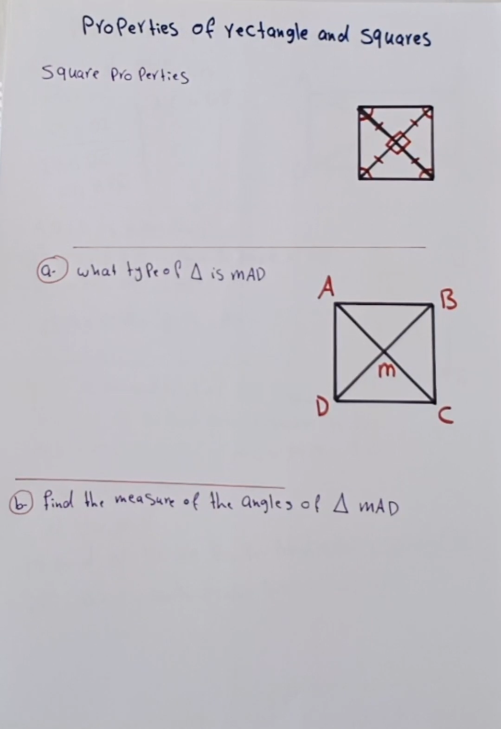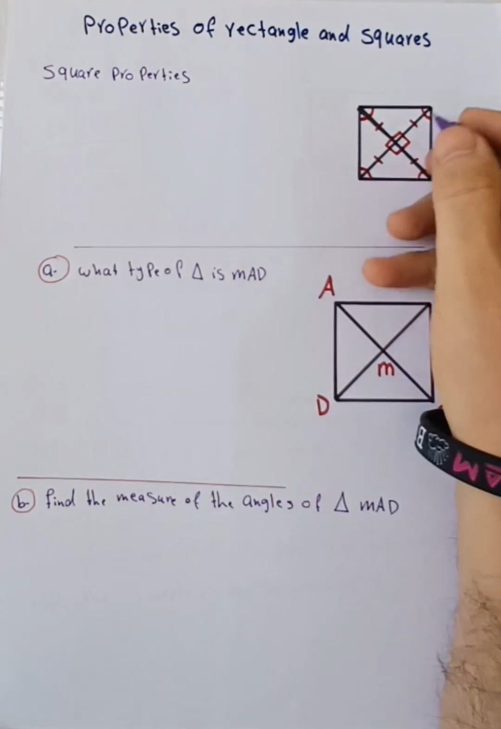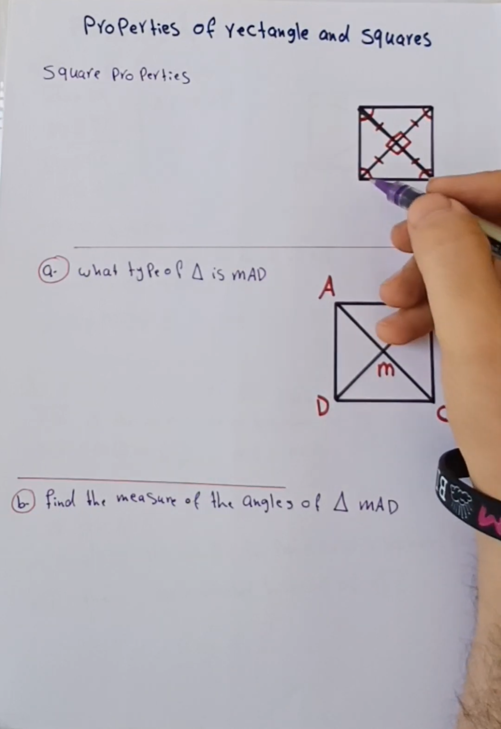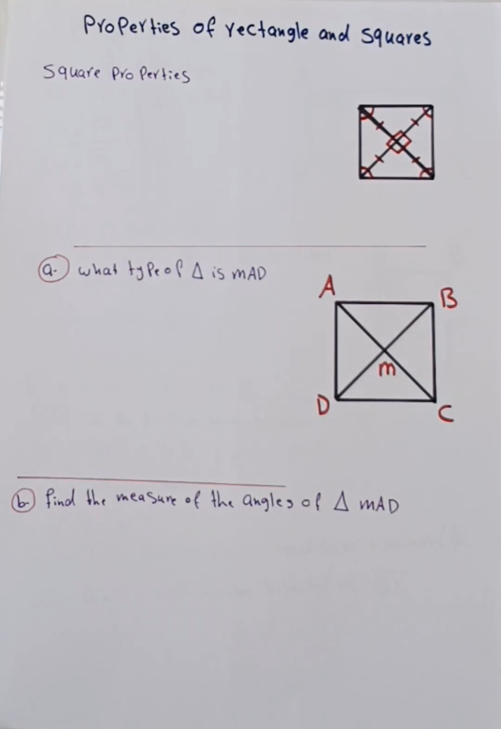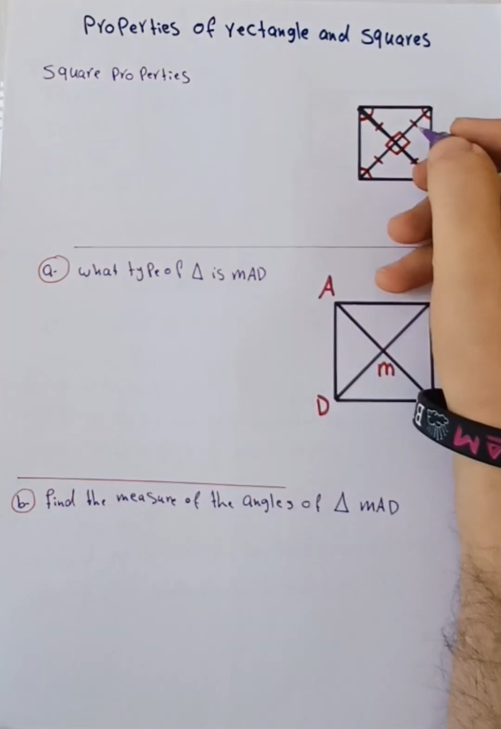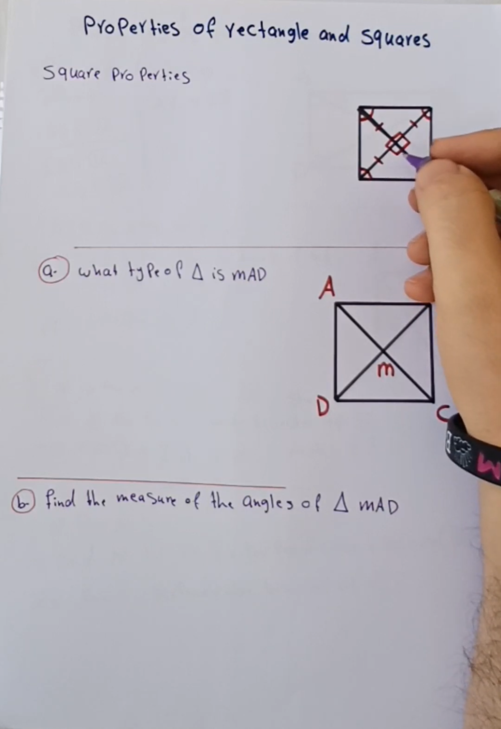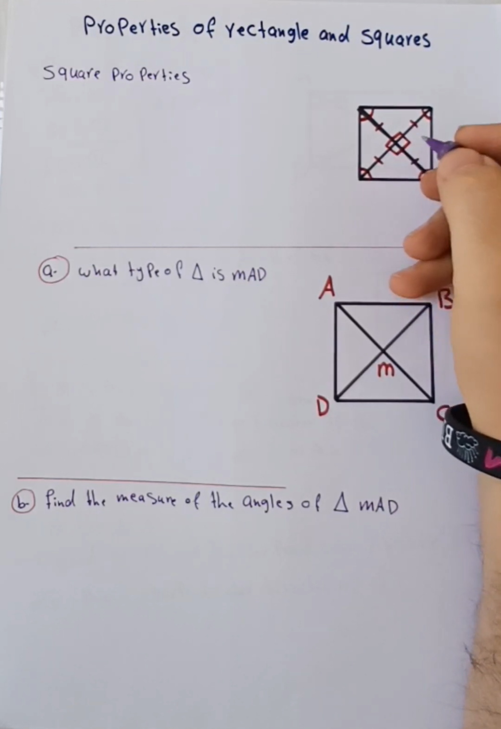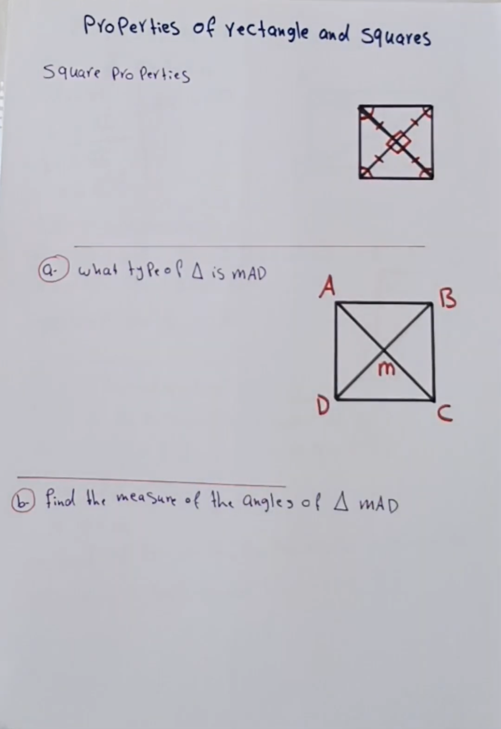In the second part of this lesson, we have the properties of square. In square, the diagonals are congruent. It means the diagonals have the same measure. After that, each diagonal is the perpendicular bisector of the other. It means when these 2 diagonals bisect each other, they create 4 right angles here.